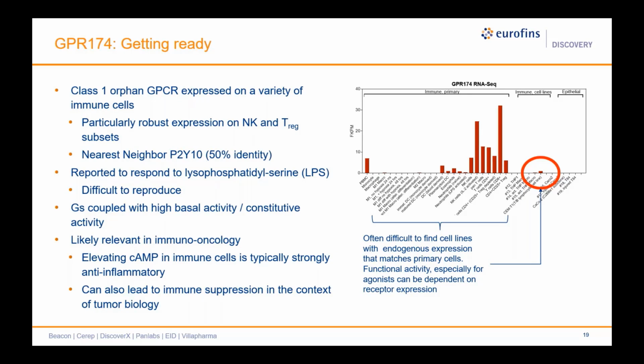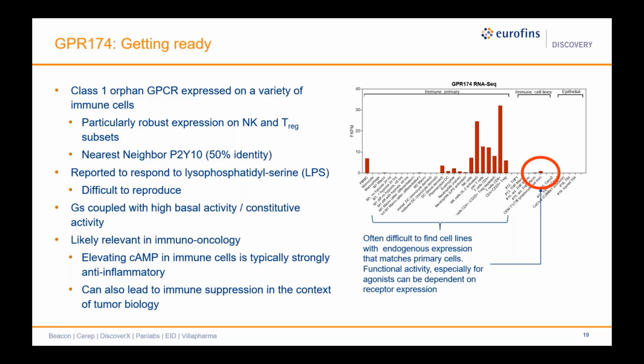So a little background. GPR174 is a class 1 orphan receptor. It's expressed on a variety of immune cells. It has high expression on natural killer and Treg subsets of these immune cells. Its nearest neighbor is the P2Y10 receptor, roughly 50% identity. It's reported to respond to lysophosphatidylserine, but this has been difficult to replicate in the lab. We know it's a Gs-coupled receptor that has high basal and constitutive activity, and it's likely relevant in immuno-oncology.